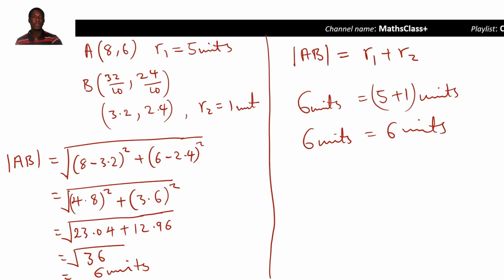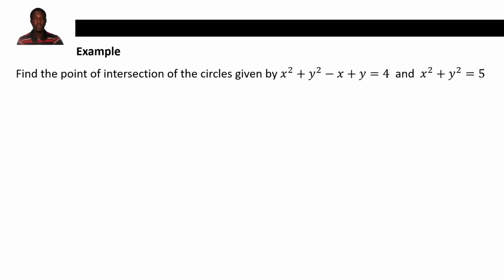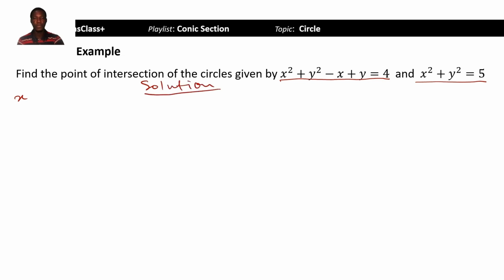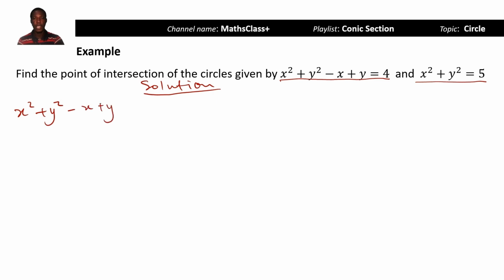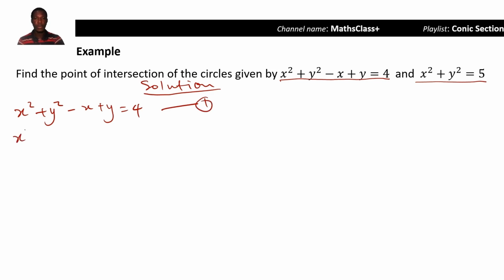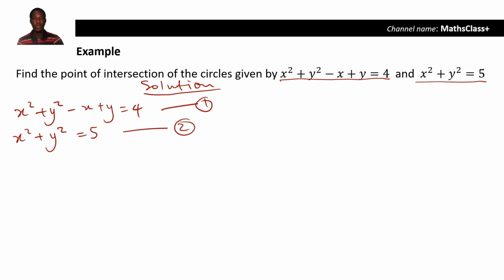Okay, find the point of intersection of the circles given by this and this. Okay, so we're going to have as our solution: x squared plus y squared minus x plus y equal to 4 as our equation 1, and then x squared plus y squared equal to 5 as our equation 2.